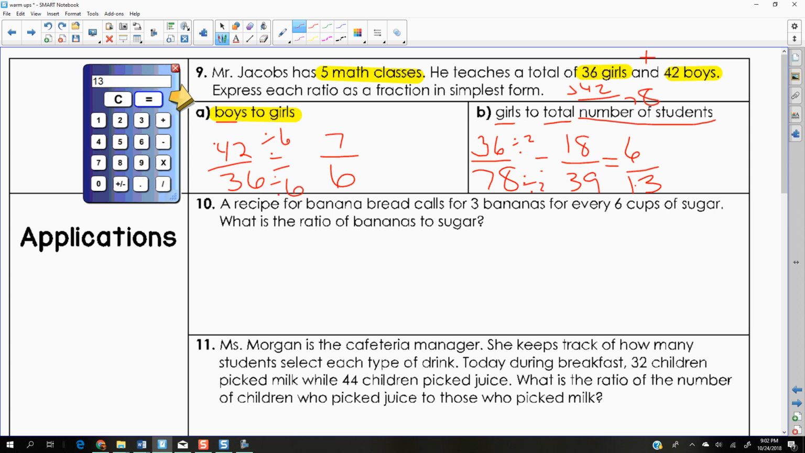And prime numbers, do you guys know what a prime number is? If you know what a prime number is, I want you to come tell me what it is. If not, come ask me what it is.